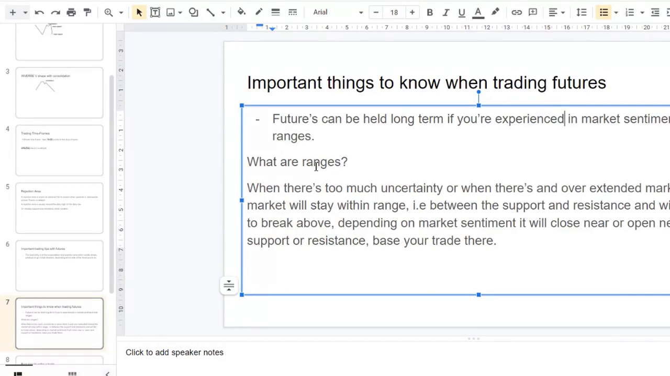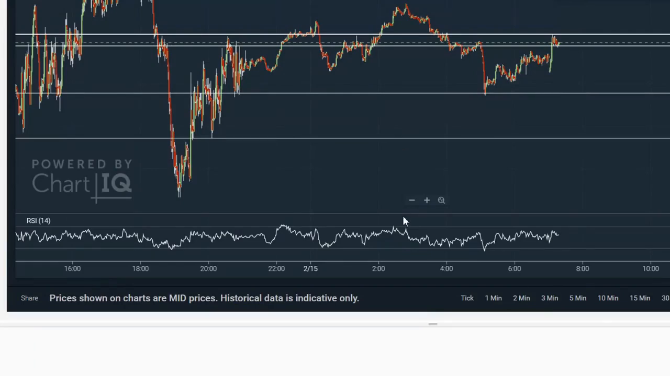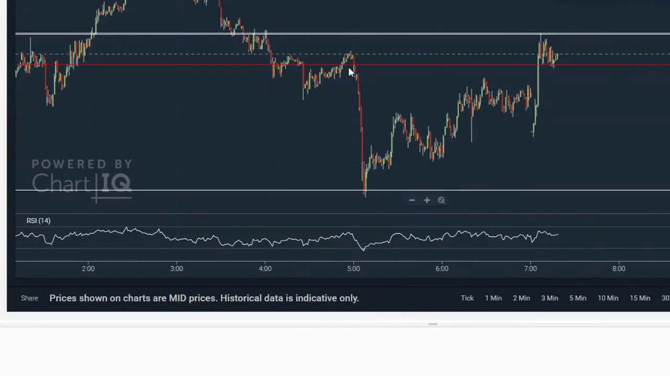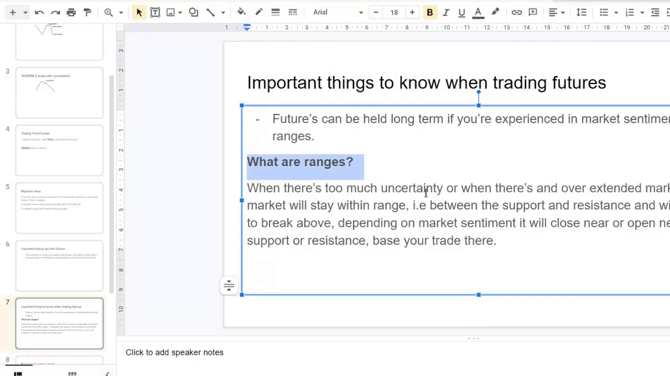What are ranges? When there's too much uncertainty or when there's overextension, the market will stay within a range. So let's say the market is overextended, i.e. it got sold off severely, like you see here. Well, it's going to try to recover, but stay under it until something happens, until big news or something pushes the market further. And that's usually news.